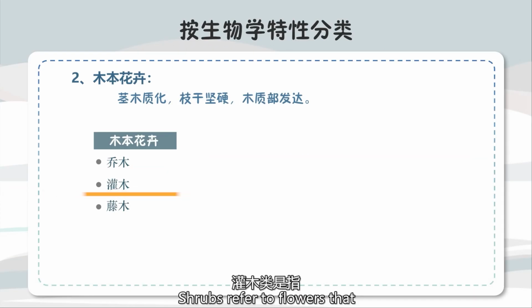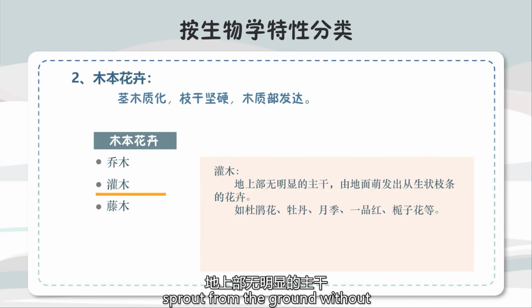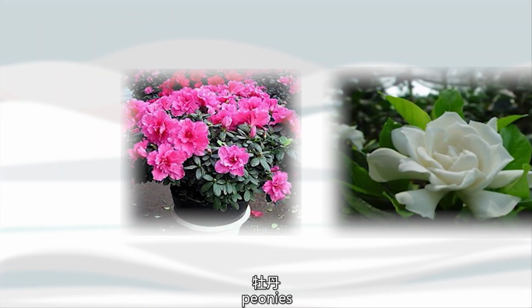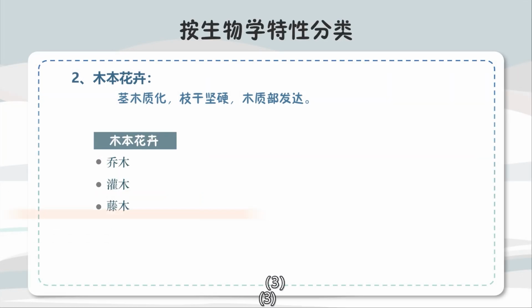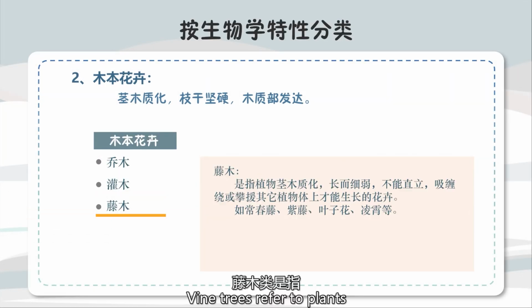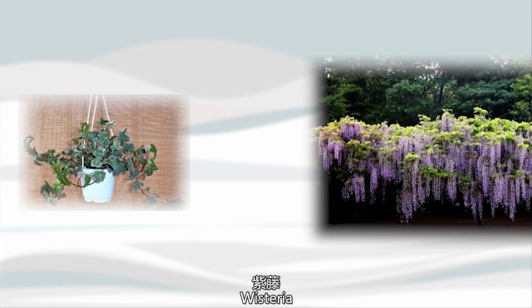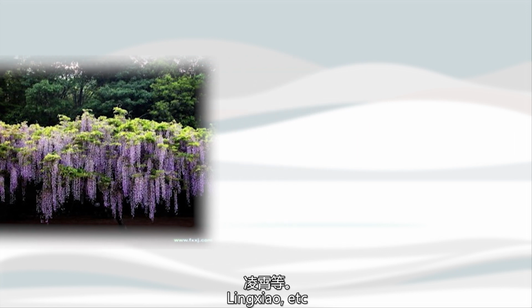Second, shrubs refer to flowers that sprout from the ground without a clear main stem, and grow from living branches, such as azaleas, peonies, roses, poinsettia, gardenia, etc. Third, vines refer to plants whose stems are woody, long, and weak, unable to stand upright, and can only grow by sucking, entangling, or climbing other plants, such as ivy, wisteria, leafy flower, lingxiao, etc.